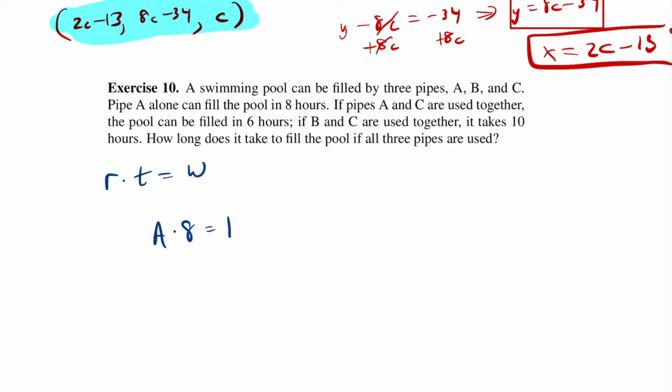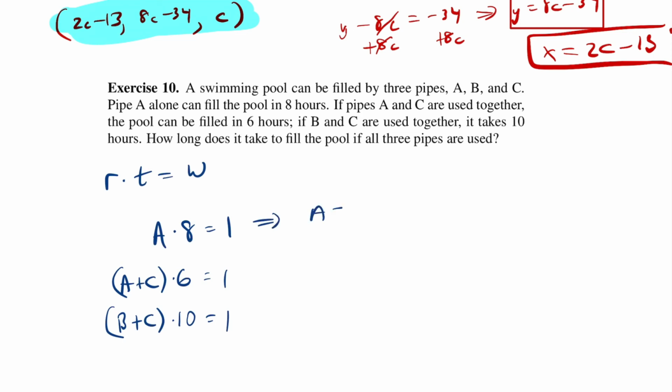All right, the second equation says A plus C. A and C are used, so that means A plus C, in parentheses, is the rate. The time it takes is 6 hours to fill the entire pool. And then if B and C are used, that takes 10 hours to fill the entire pool. And now we have A equals 1/8, and we have A plus C equals 1/6. And we have B plus C equals 1/10.